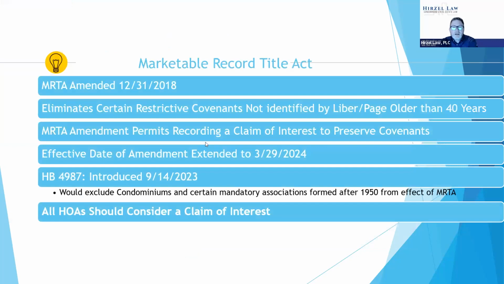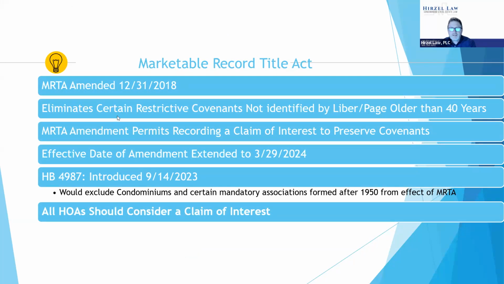The next topic I wanted to cover from a general standpoint is something called the Marketable Record Title Act. If you're a condominium, then it's still applicable currently, but not as significant as if you're in a homeowner association or not subject to the Condominium Act. The Marketable Record Title Act was amended in December of 2018.